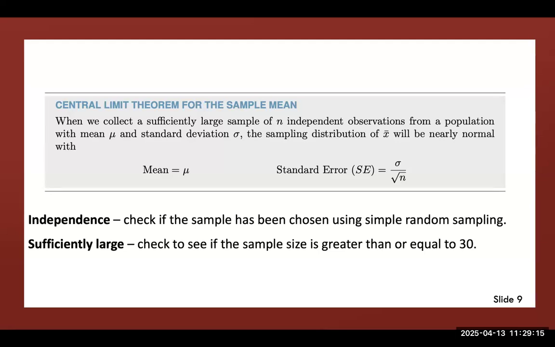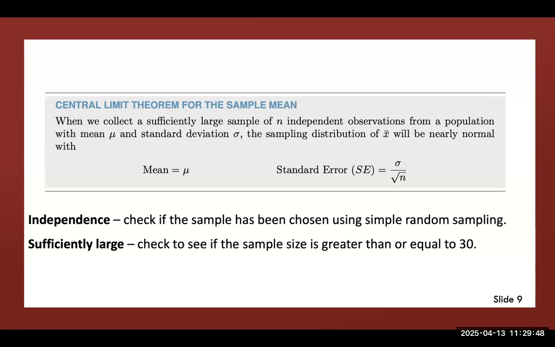Now notice we said we needed independent observations. What does that mean? We need to check to see if the sample has been chosen using simple random sampling. That's usually told to us in the problem. And we also mentioned sufficiently large. Now this type of problem is different from proportions. The mean is not p, it's mu. It's not a percentage, it's a measurement.